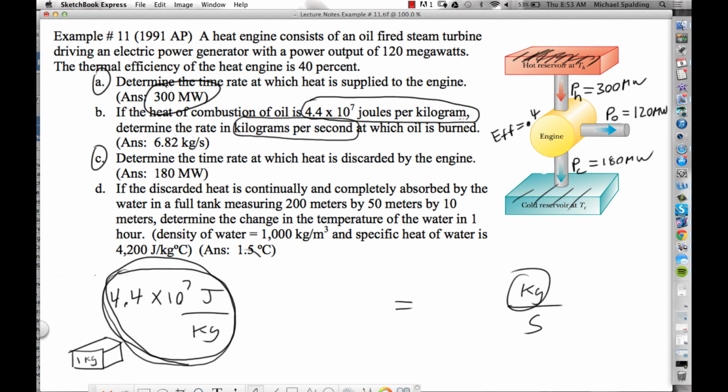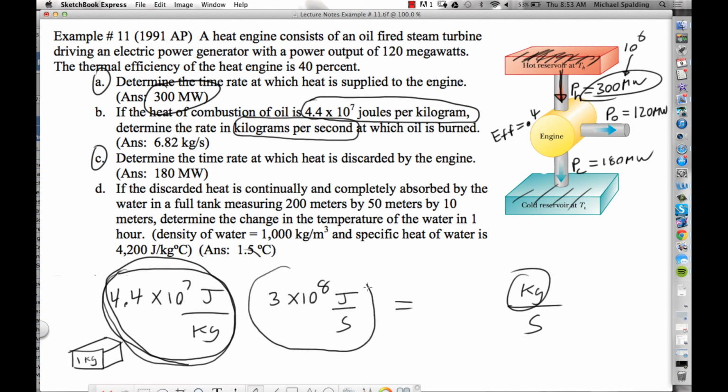Now, what's the other thing we know about the hot reservoir? How much energy is coming out of the hot reservoir? 300 megawatts. What is mega? Mega is 10 to the 6. So 300 mega would be 3 times 10 to the 8th, and then what's a watt? Joule per second. Okay, so these are the two things that we know about the hot reservoir.